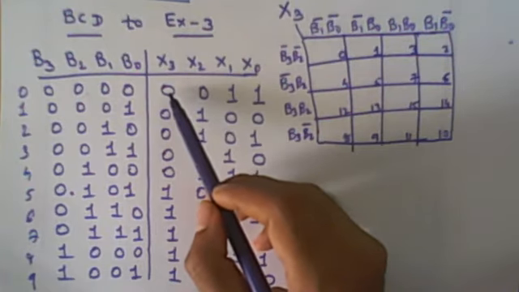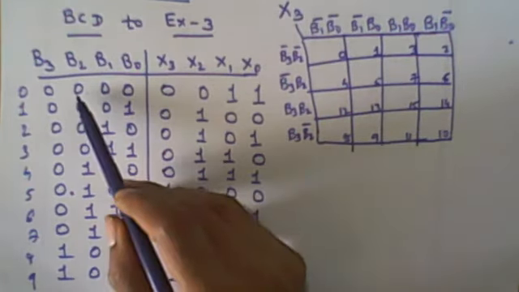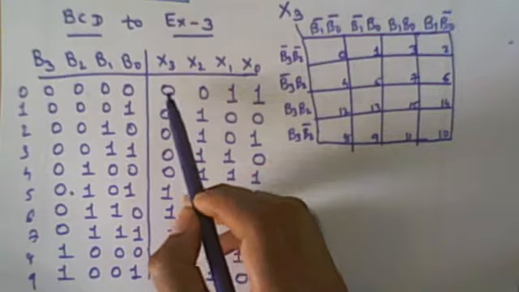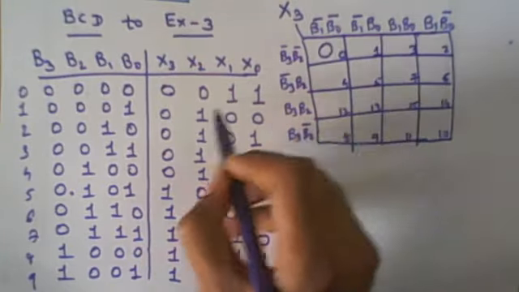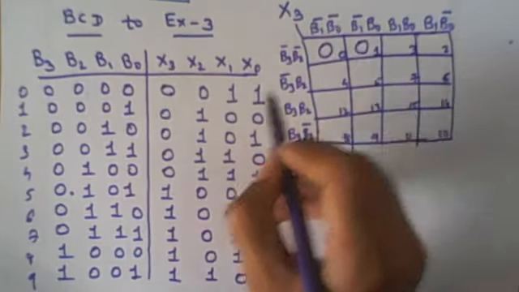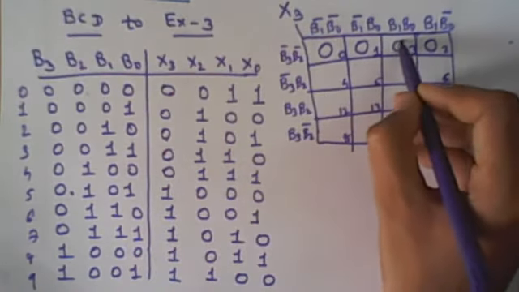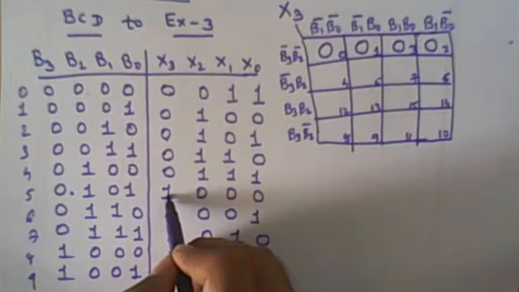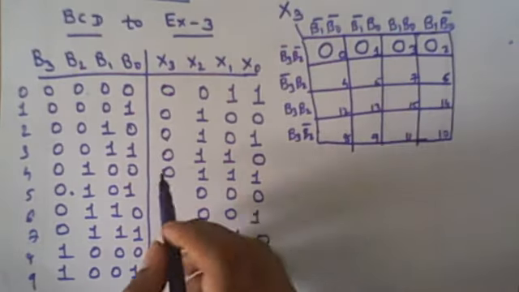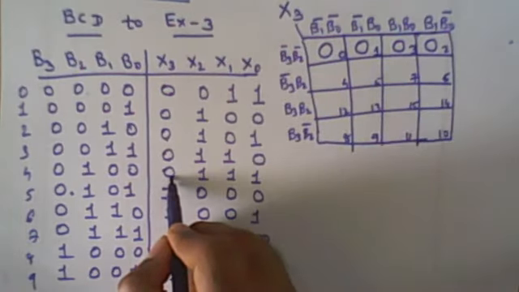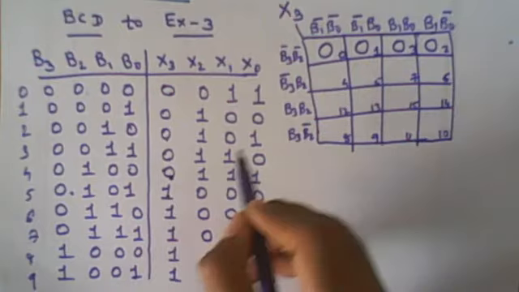So for minterm 0, the output X3 is equal to 0. For minterm 1, X3 is equal to 0. For minterm 2, X3 is equal to 0. For minterm 3, X3 is equal to 0. For minterm 4, X3 is equal to 0.